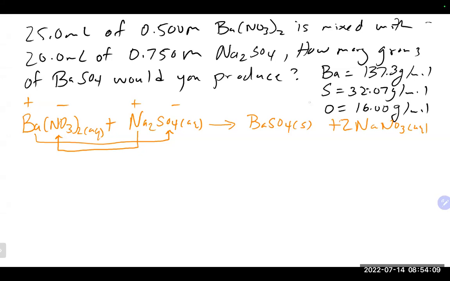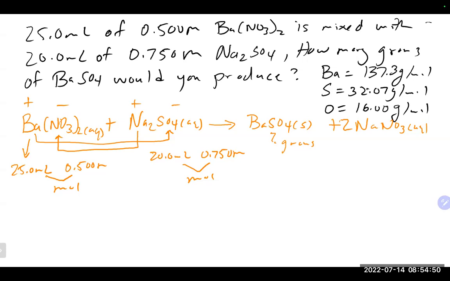Now let's see what we are looking for. We're obviously in this case looking to our product side here to figure out the grams. We are given in terms of barium nitrate 25 milliliters, and it is 0.5 molar. Obviously we can get moles from that. For our sodium sulfate, we are given 20 milliliters and it's 0.75 molar, which we also can get moles from. Is this a limiting reagent problem? This is. We have enough information actually to get the moles of each of those things. So obviously we do need to do a limiting reagent type problem in this situation.